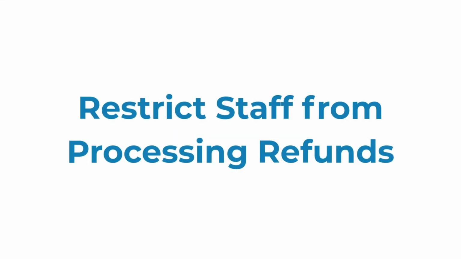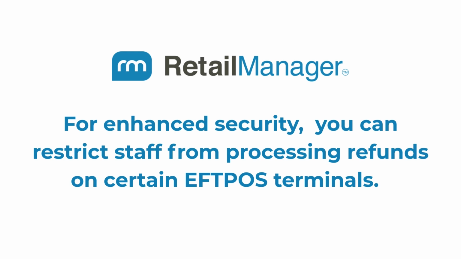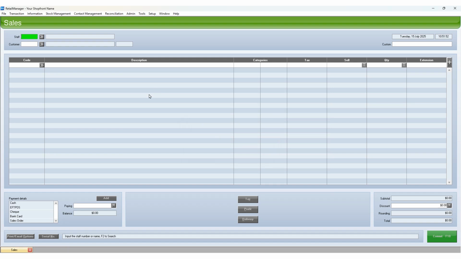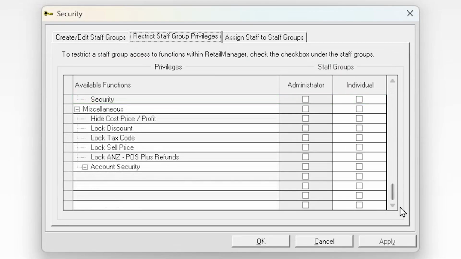Restrict staff from processing refunds. For enhanced security, you can restrict staff from processing refunds on certain EFTPOS terminals. This option can be configured in the Security settings, under Setup, Security, by enabling the Lock PC EFTPOS, the DPS Payment Express Integrated EFTPOS, or Tyro IP EFTPOS Refunds option under Miscellaneous.